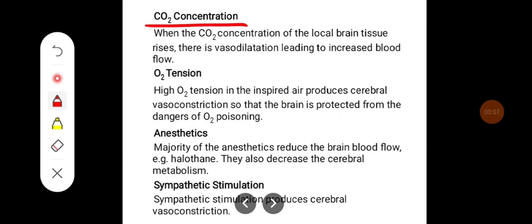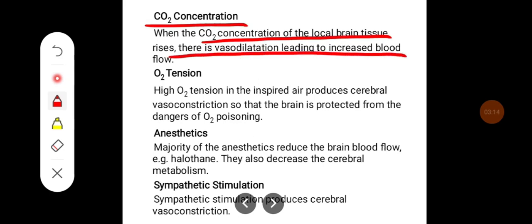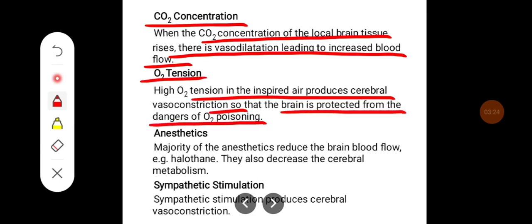Carbon dioxide concentration. When the carbon dioxide concentration of the local brain tissue rises, there is vasodilatation leading to increased blood flow. Oxygen tension. High oxygen tension in the inspired air produces cerebral vasoconstriction, so that the brain is protected from the dangers of oxygen poisoning.